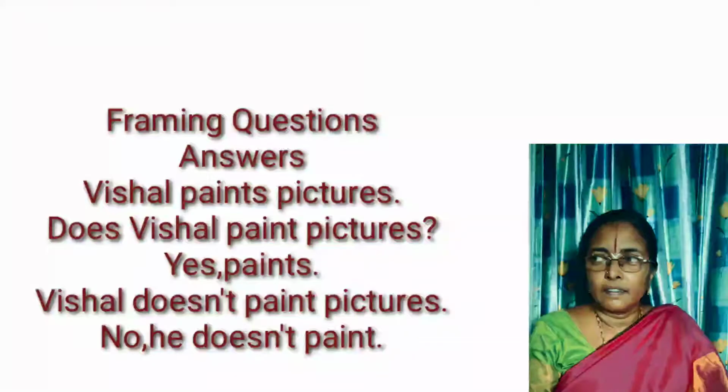Now let us know how to frame questions and expected answers. Let us see the statement given here. Vishal paints pictures. Suppose you take that sentence, Vishal paints pictures. First of all, you must know the sentence is in simple present tense. As such, how to make a question for it? What is the verb there? Paints is the verb. There is only one verb, that is the main verb. There is no auxiliary verb.